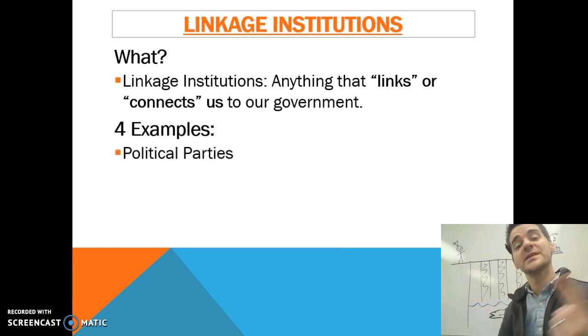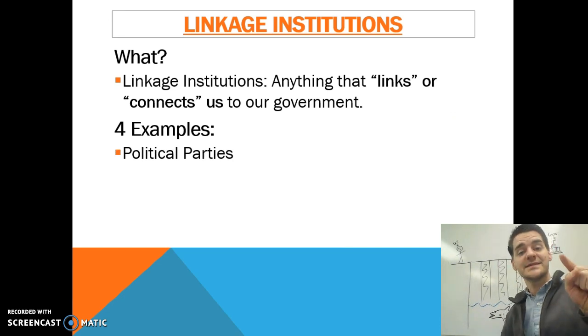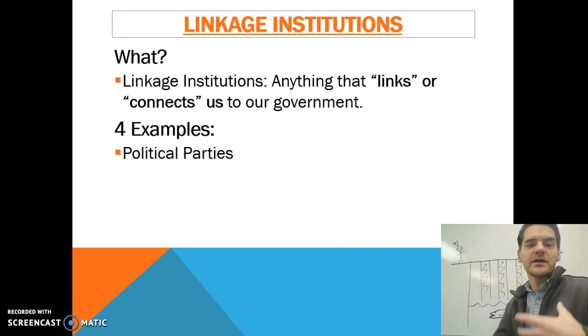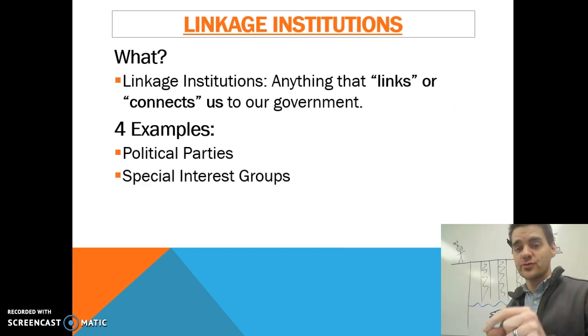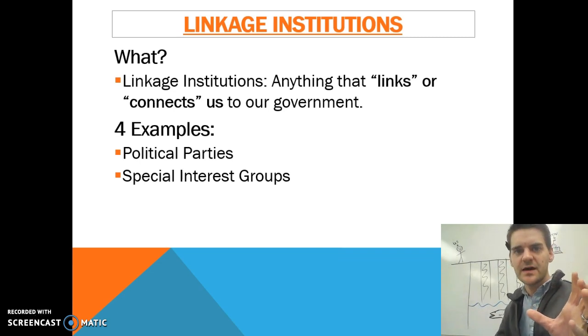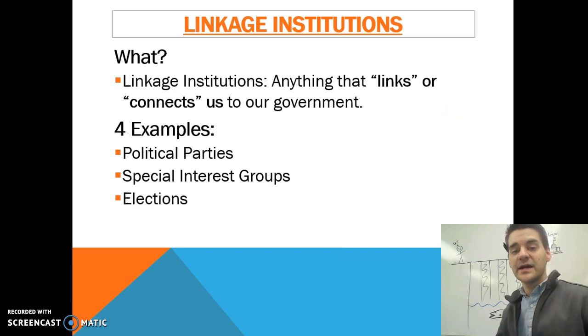The first is political parties. We're going to talk about that today, but what we'll see is that political parties are groups of people who join together to try to get more power and influence the government. The second is what we call a special interest group, similar to a political party, except their method of influencing the government is different from that of a political party. Number 3 are elections. Of course, when we vote, that's us interacting and choosing who becomes part of our government. That's a great way that we are connected to it.